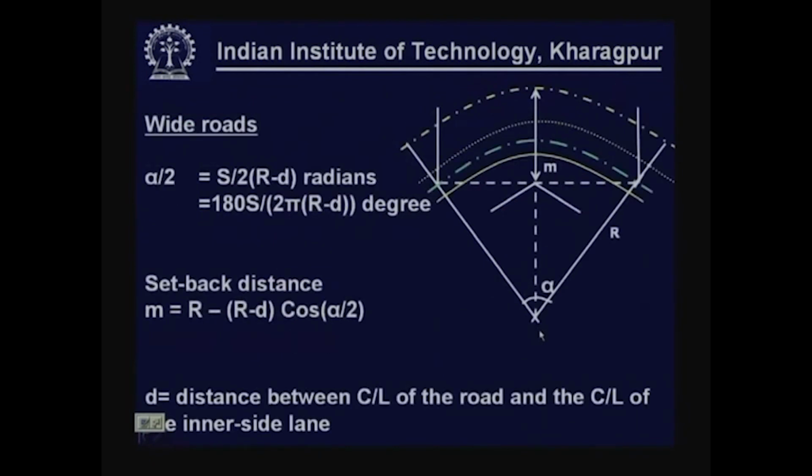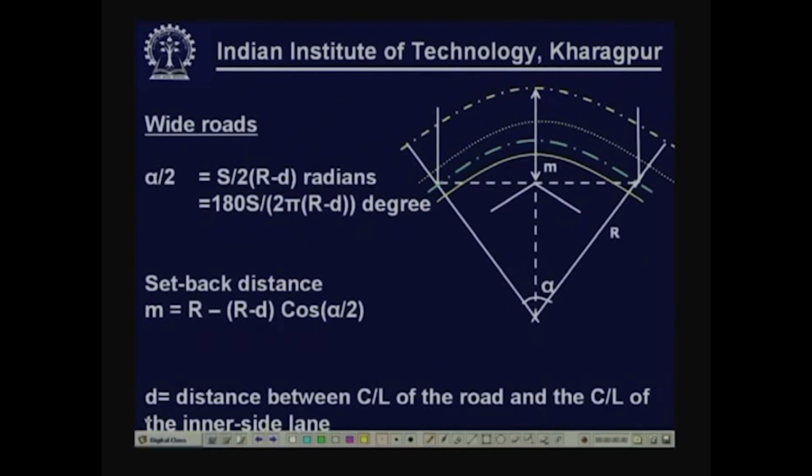Now, suppose we consider a wider road. In case of a wider road, the vehicle is placed towards the center line of the inner lane. Now, this is the center line of the road, and this green line indicates the center line of the inner lane.